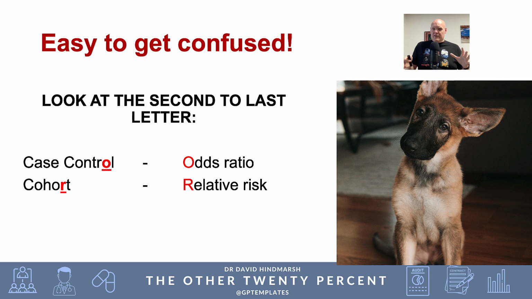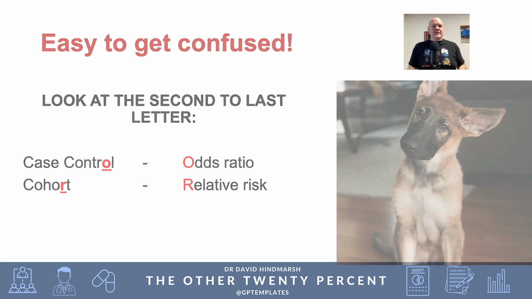It's easy to get confused with the table and think, oh, which one am I going to do? A trick that I picked up: case control, second to last has an O, so you get an odds ratio; cohort has an R, so relative risk. Hope that helps. Cute picture of a dog just to help, not my dog, by the way.